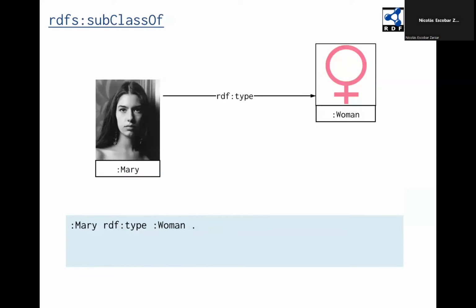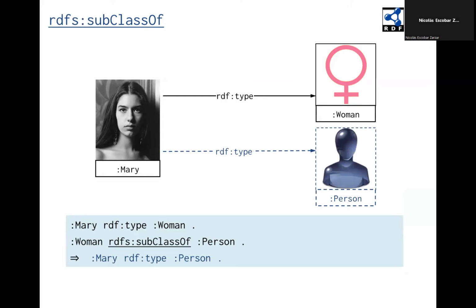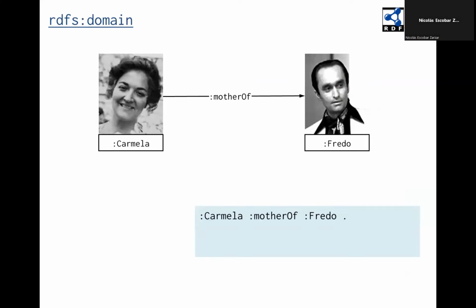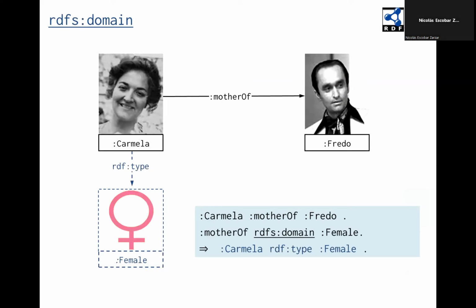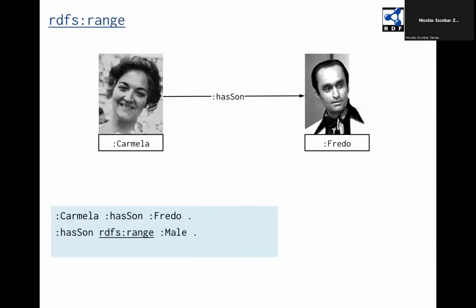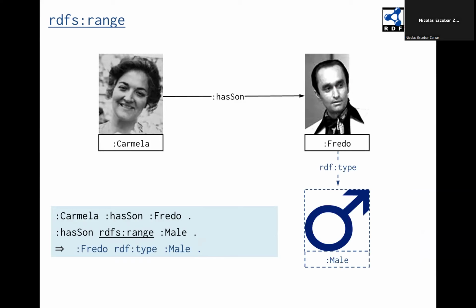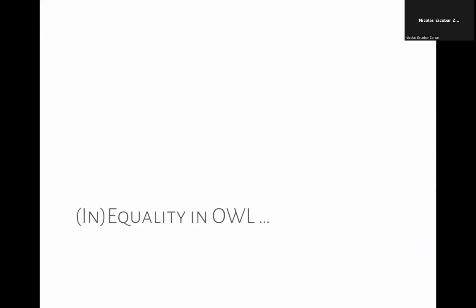Okay. Subclass of: Mary, a woman, woman subclass of person. There is a person. Yeah. Domain: Carmela, mother of Fredo, mother of domain female. Carmela, type female. Range: Carmela has son Fredo. Fredo has son, range male. Fredo, a male. Okay. So that's RDFS. We're going to start looking at some new features now.